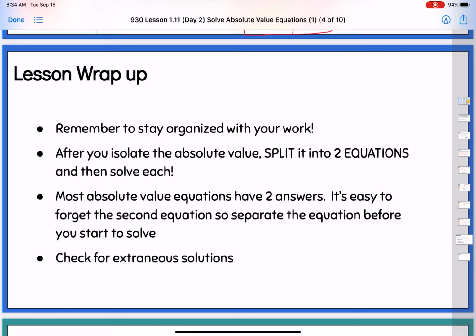Remember, absolute value can never equal a negative number because we can't be a negative distance from 0.